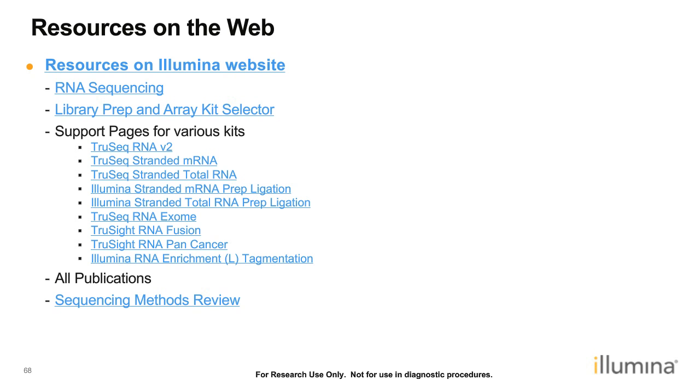We have our support pages available for each one of our kits, also listed here. Then we have those base-based apps. Each one will give you more information on how alignments and assemblies are performed. In addition, we will have a link to all publications, including sequencing methods and review. So you can take a look at different methods, different types of RNA experiments, and our library prep methods poster. So the links are on this slide.